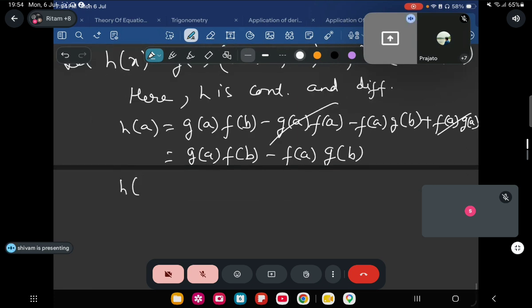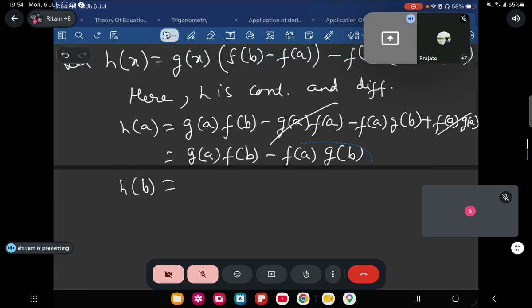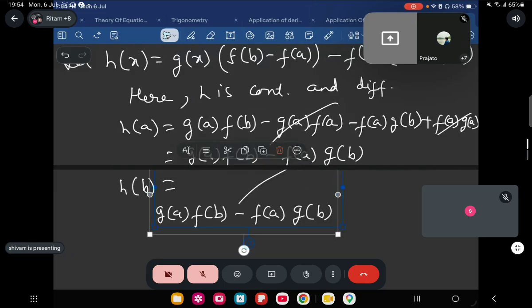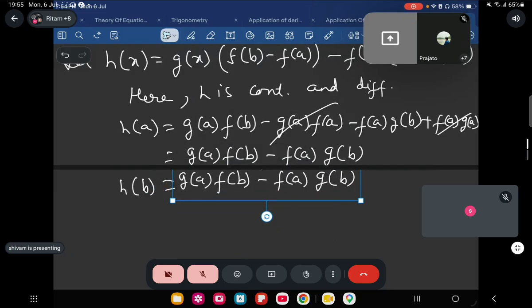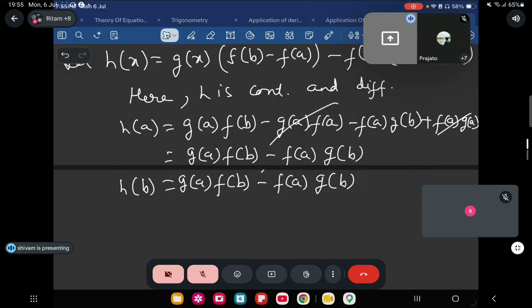What will be h of B? Trust me, everyone. h of B will also be the same. You try to find it at home. h of B will also be the same. So h of A is equal to h of B.